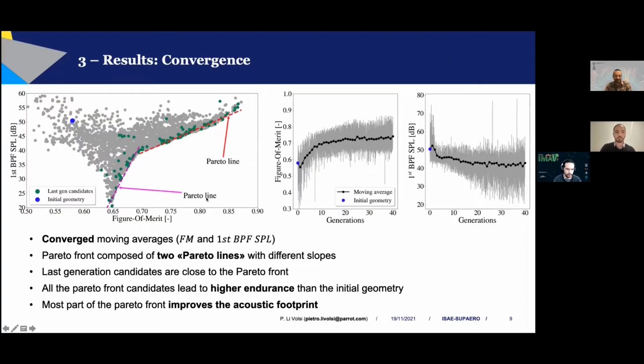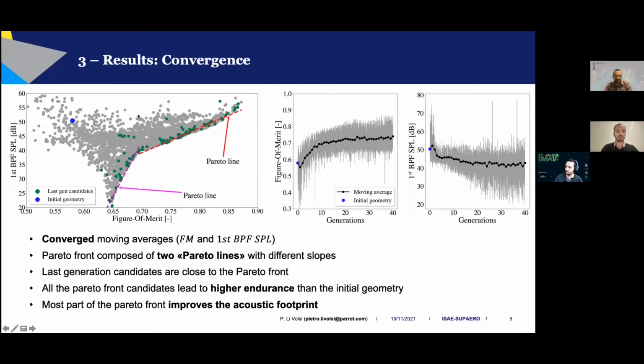Here you can see the results of our optimization, and on the right-hand side you can see the figure of merit and the first BPF SPL, the noise, as a function of the generation. You can see that the moving average has converged after 30 generations on both curves.